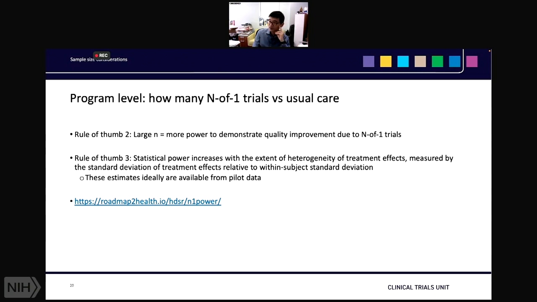But this is sort of the consideration. So whether N-of-1 trials are useful and we can address the power issue depends on how much heterogeneity of treatment effects we believe there is.